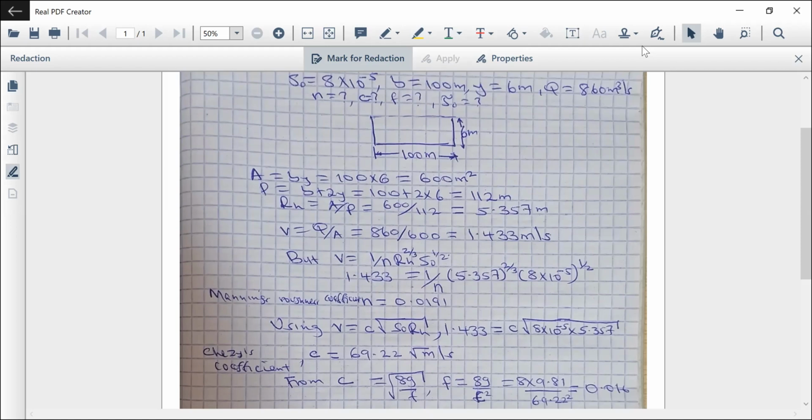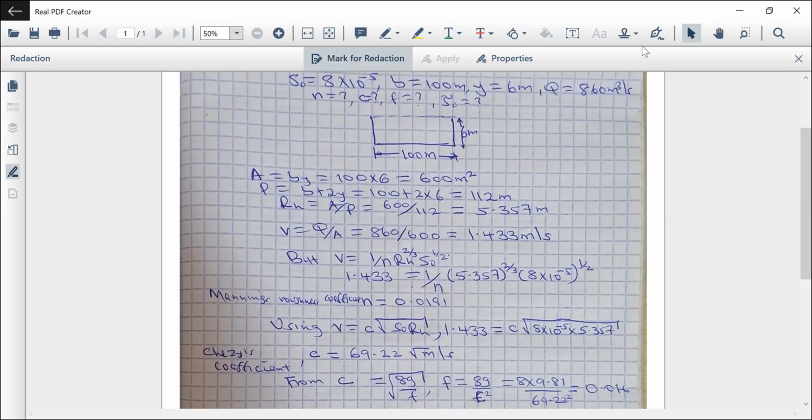Now, from this question, we have to identify the data which is given. The bed slope of 8 centimeters per kilometer, we denote it by S subscript 0, S naught. 8 centimeters per kilometer is the same as writing 8 centimeters divided by 1 kilometer, which is 100,000 centimeters. That's why we come up with 8 times 10 power negative 5. Then bed width, we give it B, which is 100 meters. The depth, we use y to denote depth, which is 6 meters. Discharge, we use Q, which is 860 cubic meters per second.